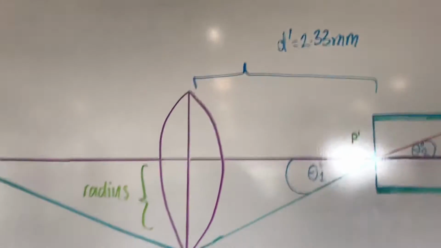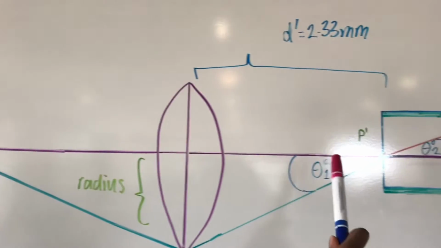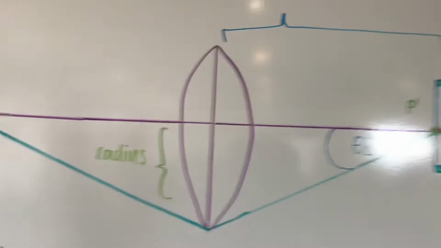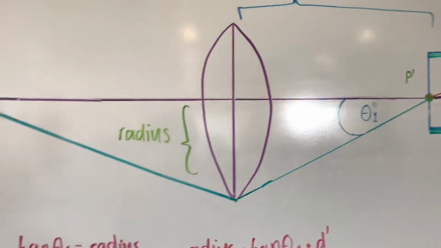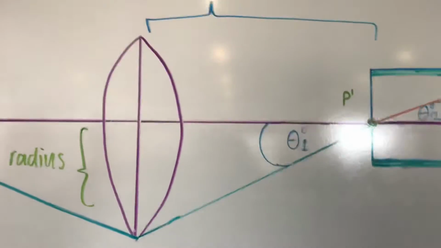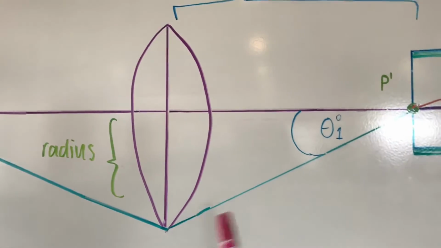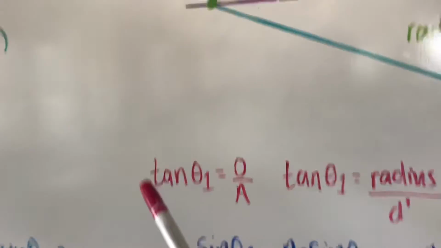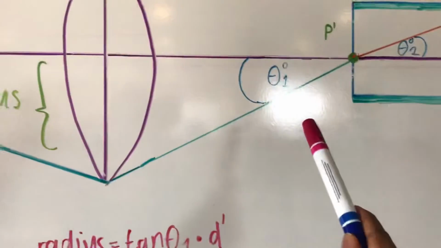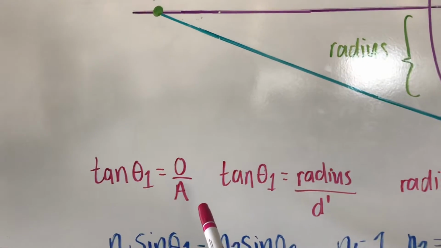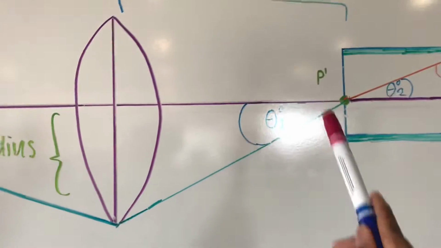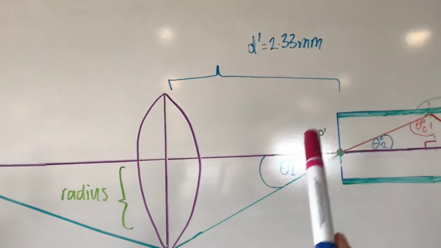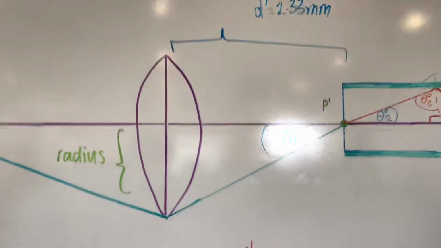And so back to the lens, the distance from the lens to our image, which we were given, is d prime, 2.33 millimeters, and we are trying to find our radius here. If we look carefully, we can see that this whole area forms a right angle triangle, and we can use the formula tan theta 1, where this is our theta 1, equals opposite over adjacent. Our opposite would be the radius, which we're trying to find, and our adjacent would be the distance, 2.33 millimeters.